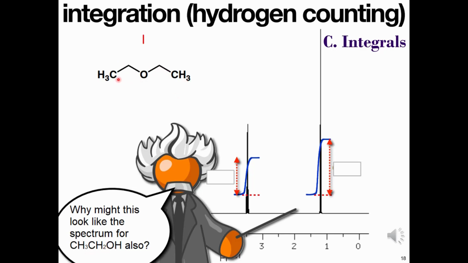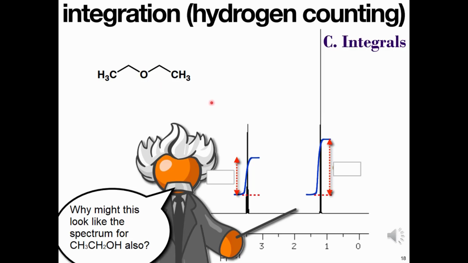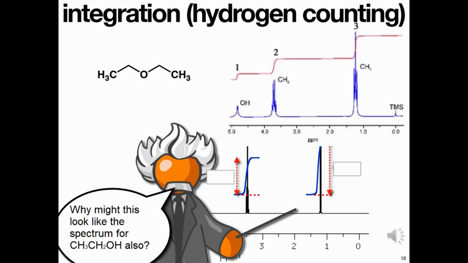Because of the plane of symmetry in the diethyl ether molecule, all of the proton environments, that's the CH3 and CH2, are on either side of the oxygen atom and resonate in exactly the same way. If this was ethanol, we might expect to see 3 signals, which is true, but the OH signal can be quite broad and is easy to miss in the spectrum. However, the integration ratios for these molecules would be different.